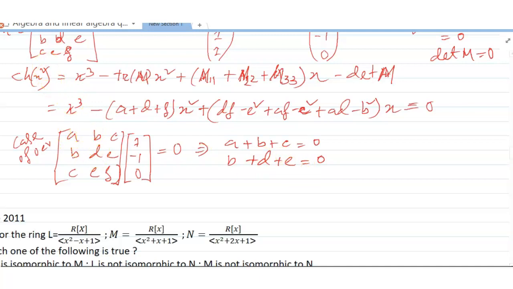So a plus b equals 0. Sorry, it is not correct. Which equations do I get? I write a minus b equals 0 and b minus d equals 0, and a minus d equals 0. So whatever I get, a equals b equals d. This is one condition I get.